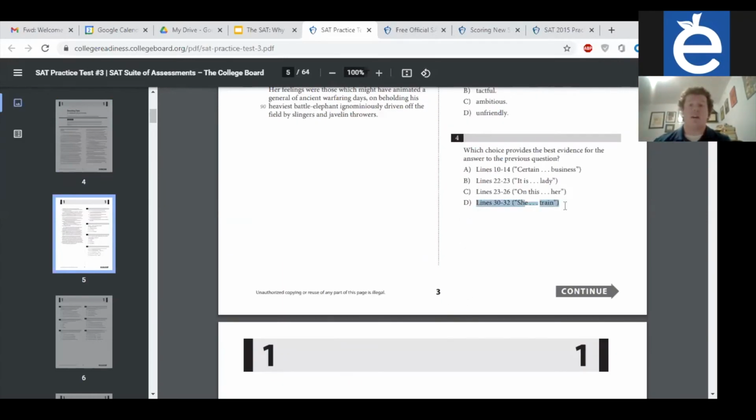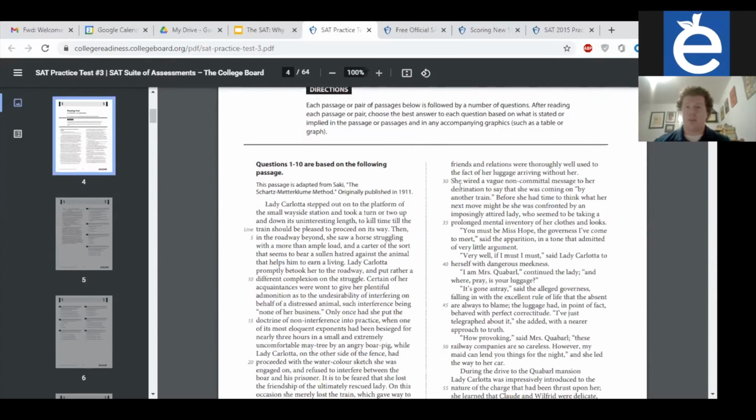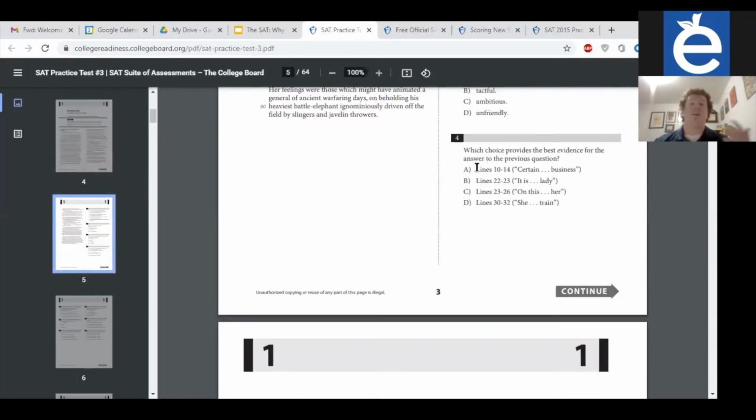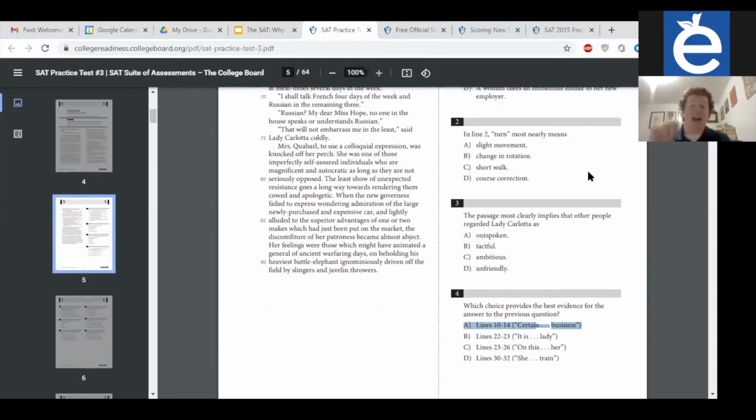Moving on to option D, 30 through 32. She wired a vague non-committal message to her destination to say that she was coming on by another train. Okay, so again, we don't have anyone else giving an opinion of Lady Carlotta. We can eliminate option D. What we've done here is narrowed down what our evidence is. Now that we've narrowed down what our evidence can be to option A, we can use that to answer number 3. The passage most clearly implies that other people regarded Lady Carlotta.